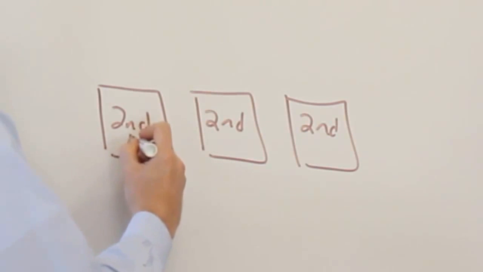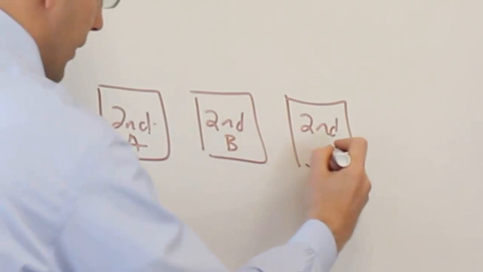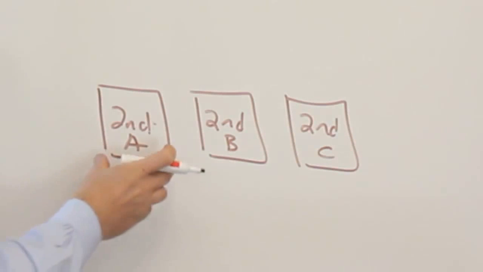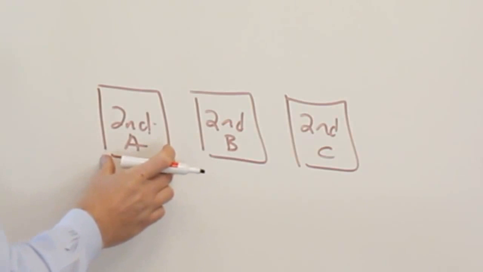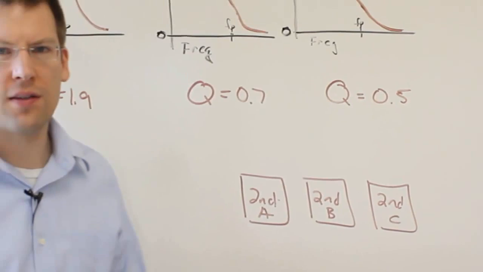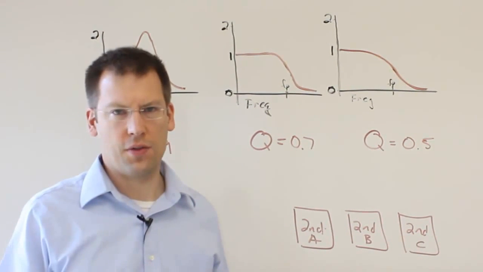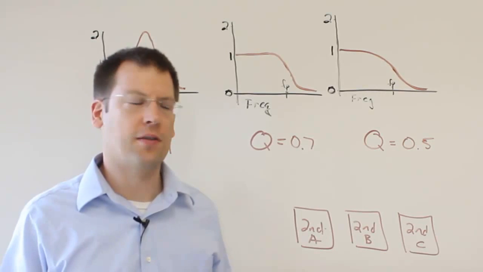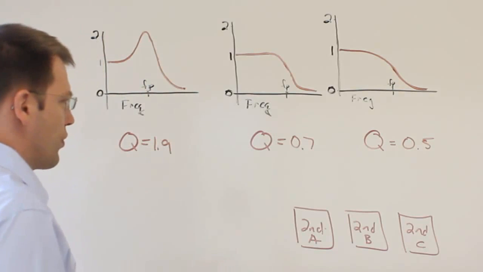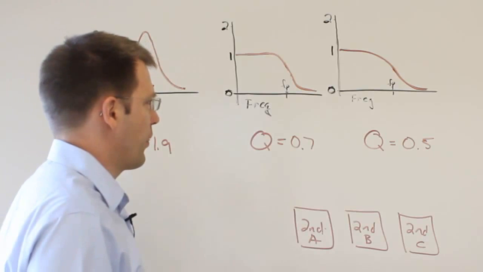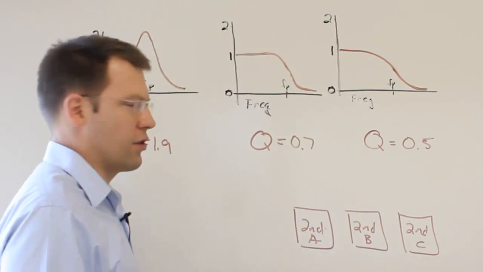So if I call this filter stage A and this filter stage B and this C, the question is, does it matter if stage A is first or if it's last or in the middle? And the answer is theoretically no. In terms of theoretical performance, you're going to get the exact same magnitude response, the exact same step response. But as soon as you try to implement it in hardware, it does matter. And I think the best way to show that is to just use an example.